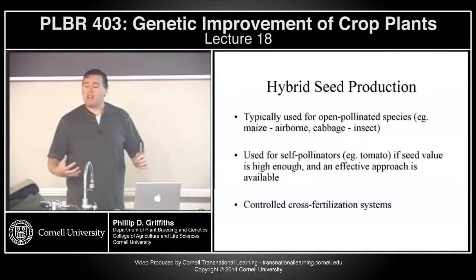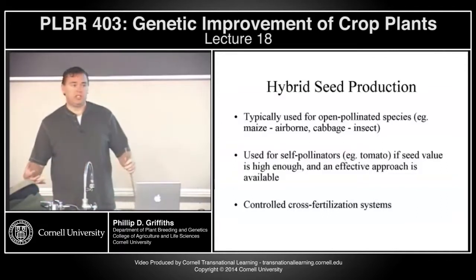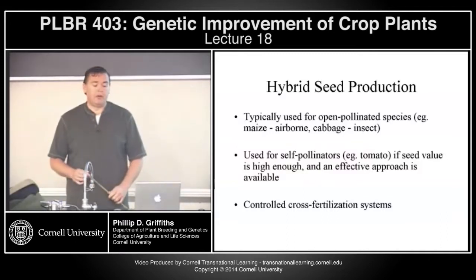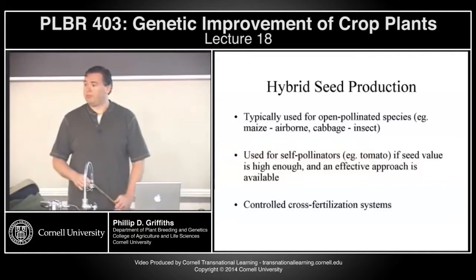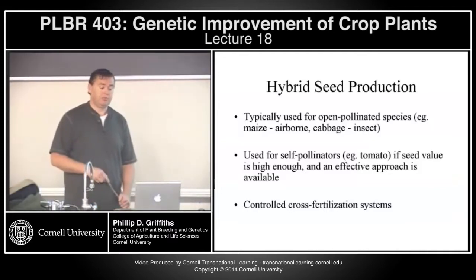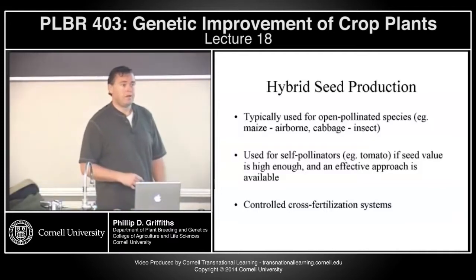So you can actually get very vigorous plants just as open or self-pollinator. But the value of the seed is so high in tomato that many of the varieties that we buy are actually hybrid, because it's cost effective enough to produce the hybrid seed in tomato. How do you produce the hybrid seed in tomatoes?